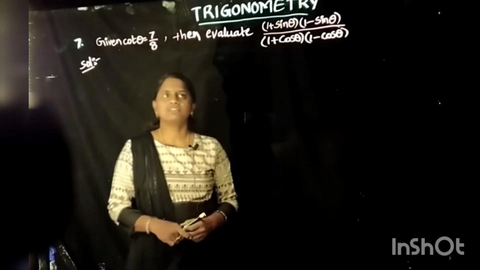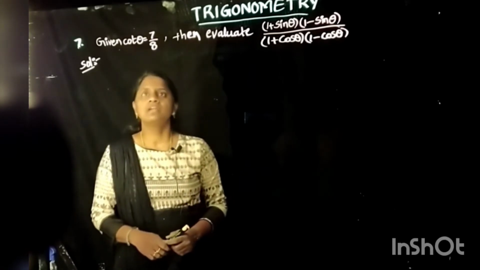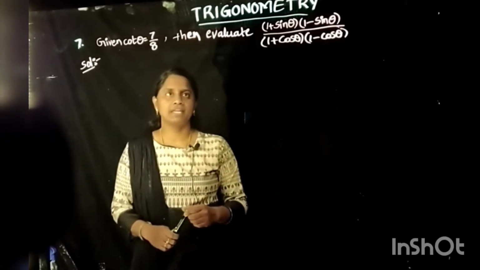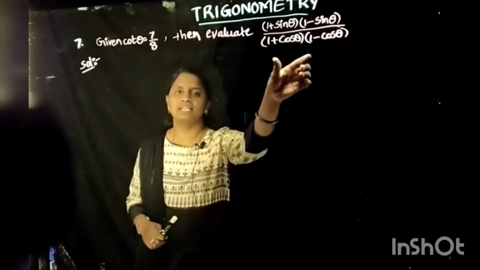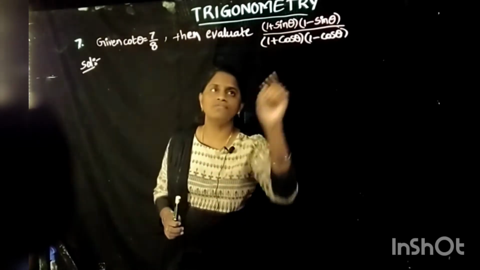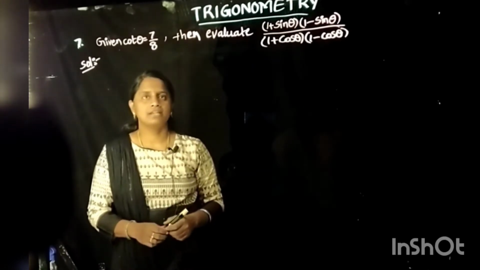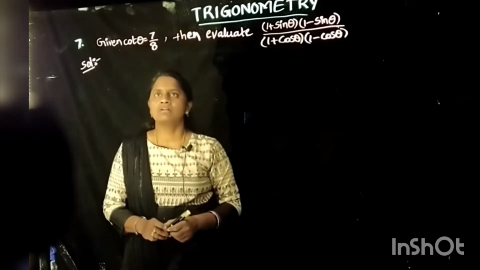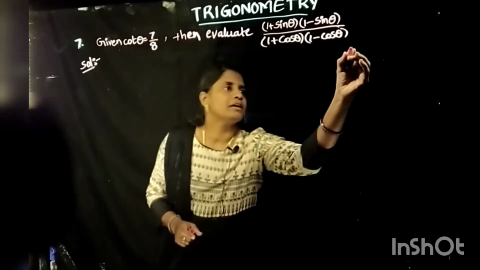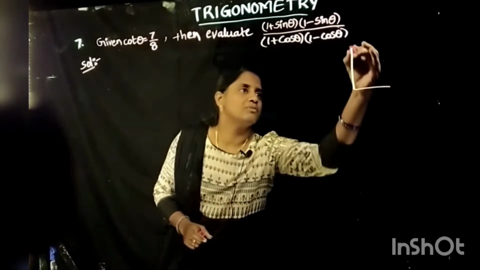We take another question from the trigonometric ratios. Given cot theta equal to 7 by 8, we evaluate this expression. We are finding the value of (1 plus sin theta) into (1 minus sin theta) by (1 plus cos theta) into (1 minus cos theta). First we take a diagram from the given information.